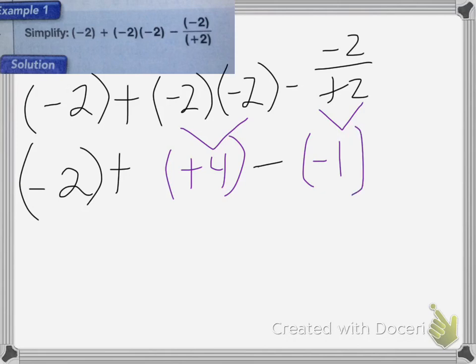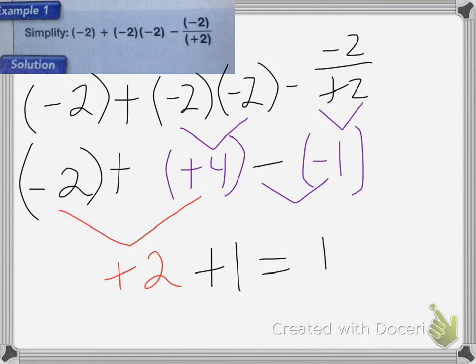Now we need to add and subtract in order from left to right. First, I have negative 2 plus a positive 4, so that's going to equal a positive 2. And then I have a minus a negative 1. When I have a minus a negative, that's going to turn into a plus 1. So it's positive 2 plus 1, which is equal to positive 3.